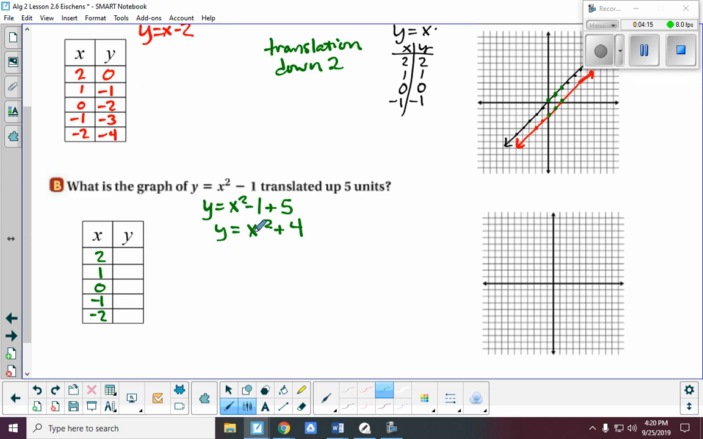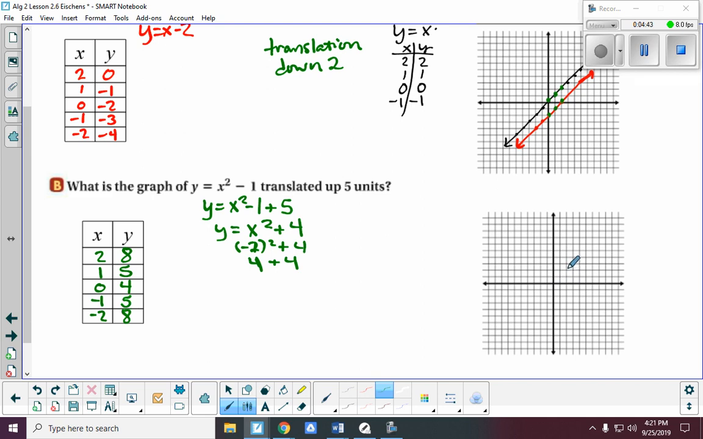So if we plug in 2, 2 squared is 4, plus 4 is 8. Put in 1, 1 squared, plus 4 is 5. If we put in 0, we get 4. Now if you put in a negative 1, negative 1 squared plus 4 would be 1 plus 4, so you get 5. And if you put in negative 2 right here, that would be a positive 4, plus 4 is 8. So x squared means it's quadratic, so that is going to be a U shape.